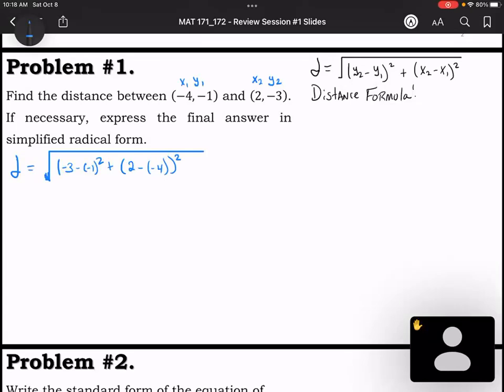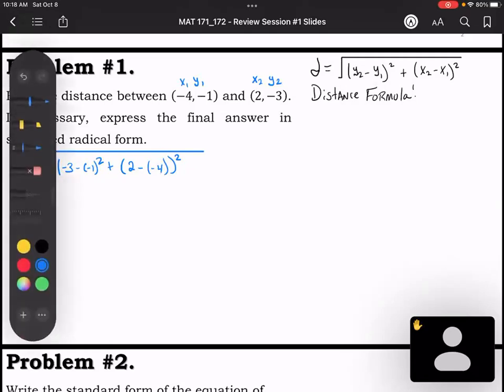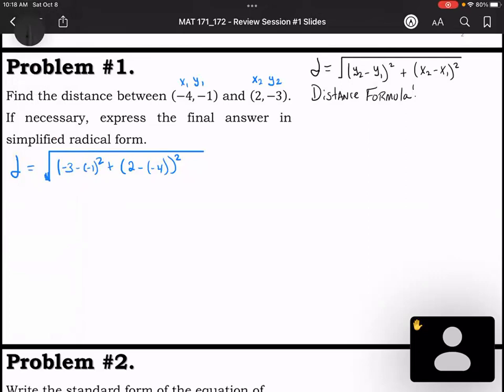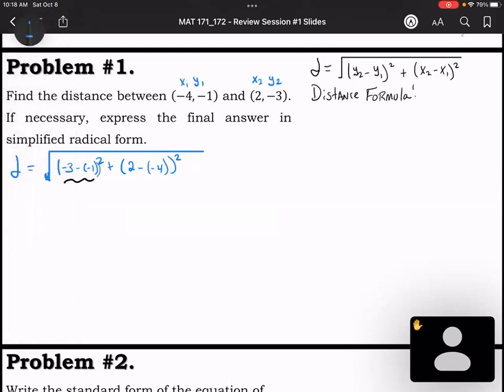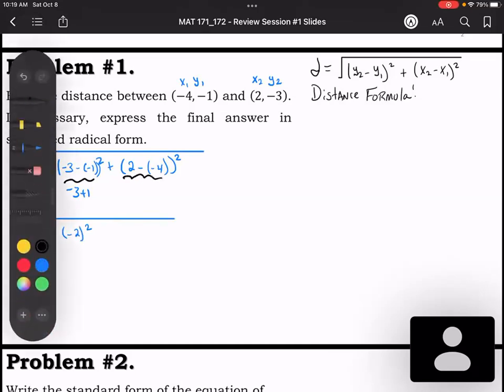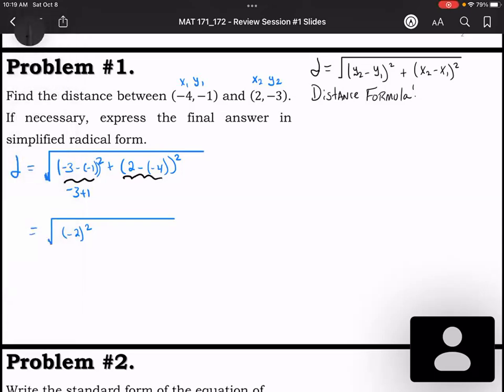Okay, we just have to work this out. Let's simplify what's inside of the radical. Namely, let's take care of -3 minus -1 and 2 minus -4, and then we can square the values. -3 minus -1 is the same thing as saying what? -3 plus 1. That's right. And what is -3 plus 1? -2. That's right, so we're going to have -2 squared. If you look at the other expression, 2 minus -4, you can also rewrite it. It's going to be 2 plus 4. And what is 2 plus 4? 6. So we have -2 squared plus 6 to the second power.